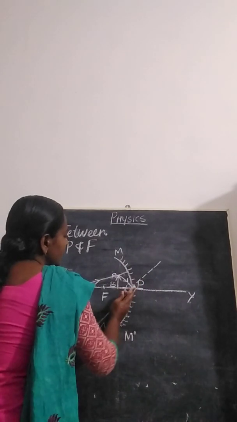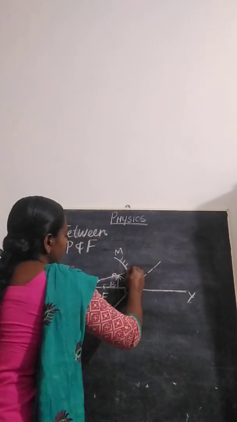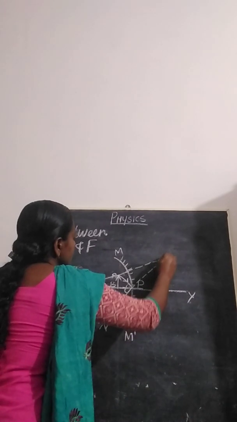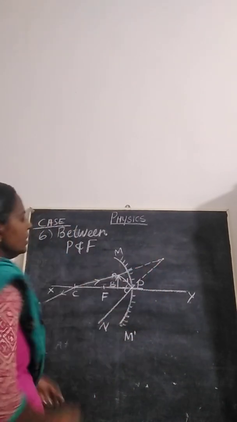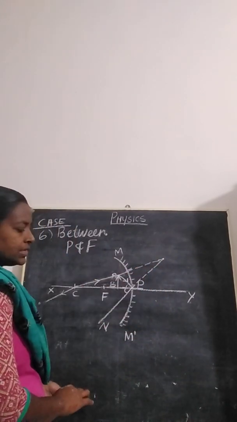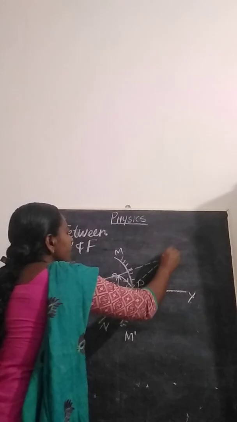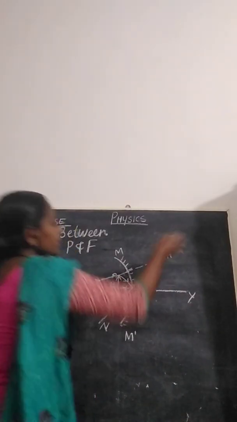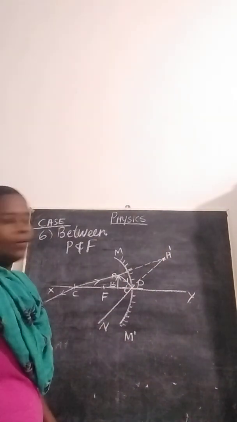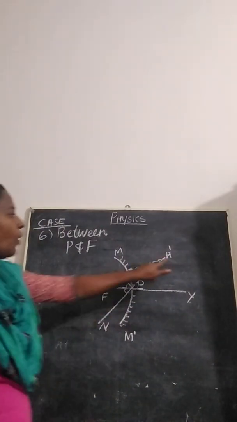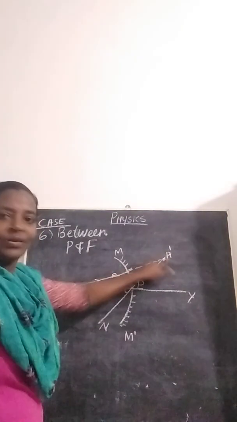This is the first reflected ray, produced backwards, and this is the second reflected ray. I produce these two reflected rays backwards. On producing backwards, these two meet at a point A dash behind the mirror, on the non-reflecting side of the mirror. Here the point of convergence is behind the mirror, not in front.